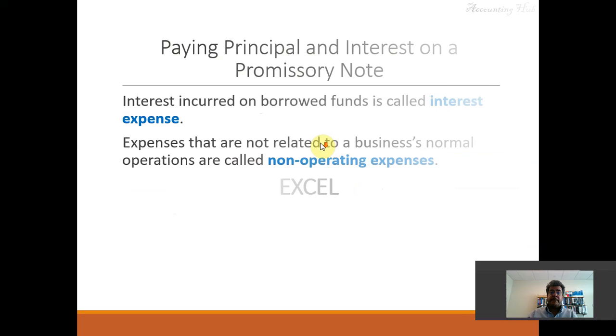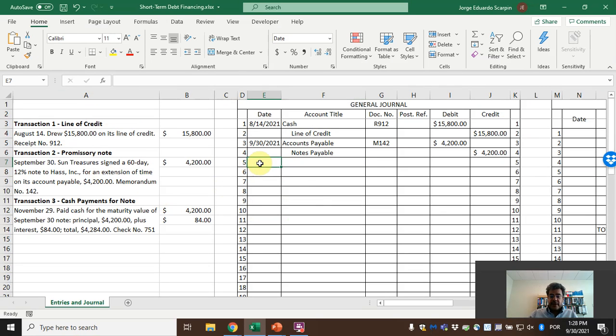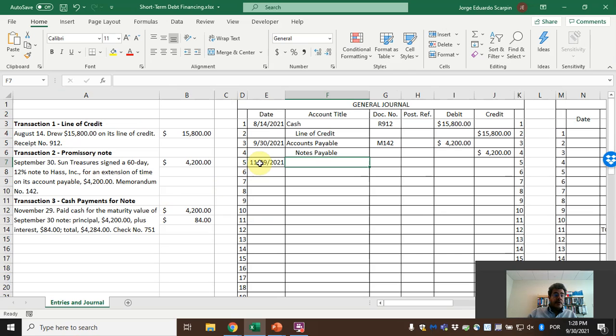However, what happens when we pay a promissory note? We pay principal plus interest, and interest incurred on borrowed funds is called interest expense. Expenses that are not related to a business's normal operations are called non-operating expenses. So, let's come here. November 29th. Paid cash for the maturity value of the September 30th note. So 60 days, September, October, November. October has 31 days, so November 29th.